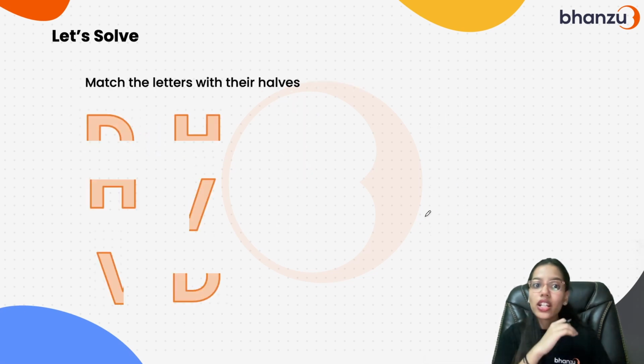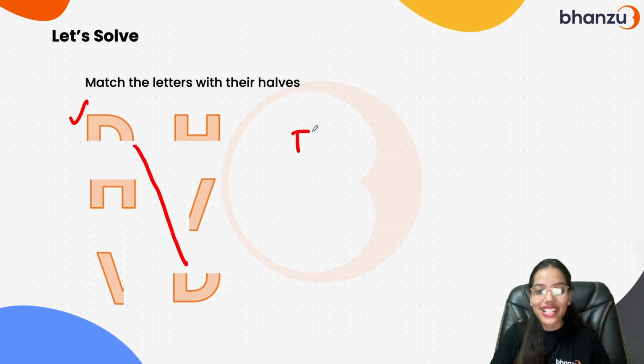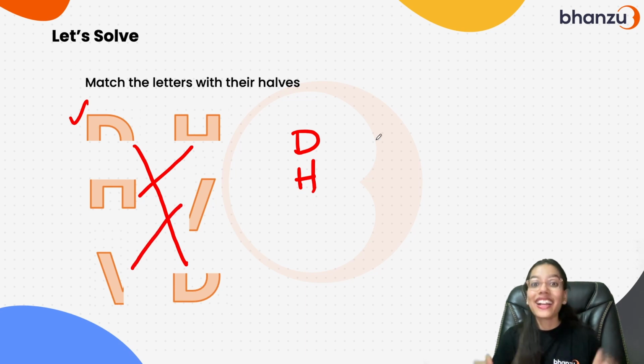So here we are asked to match the letters with their halves. This is very simple. All you have to do is look for the shape which is exactly like this but on the opposite direction, correct? So this one matches with which one? Correct. This matches with this and the letter is D. And this one matches with which one? Correct. Both of them are same and we get a H. And what is this? Combine it and tell me. Correct. It is a V. D, H, V are the letters.